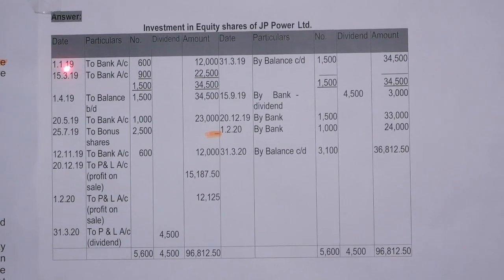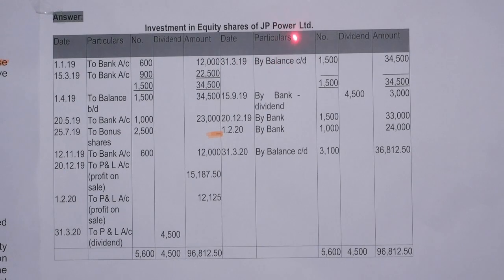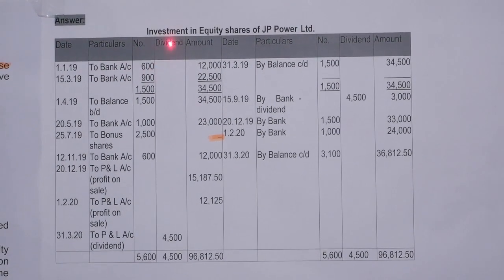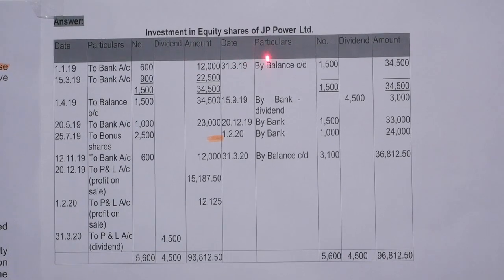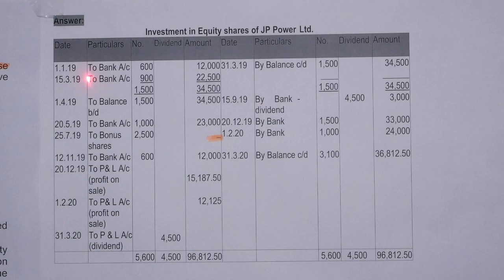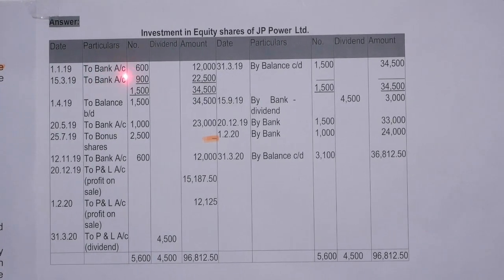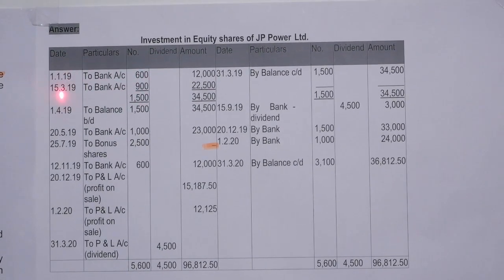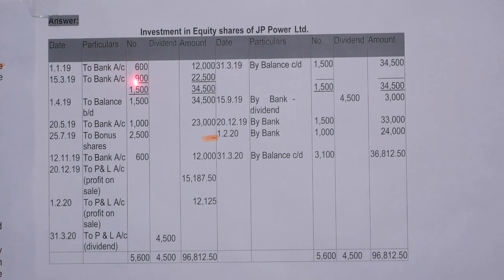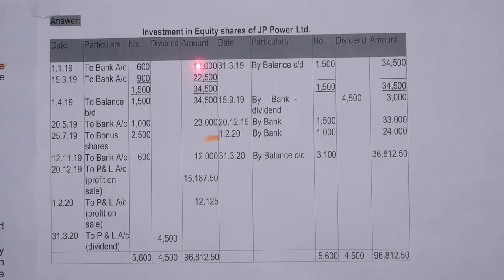Now come to the answer. Investment in equity shares of JP Power Limited. Date, particulars, number, dividend, amount. Date, particulars, number, dividend, amount. Mr. Vijay purchased 600 shares at the rate of 20 per share. So 1st January 2019, to bank, purchase of shares, 600 shares into 20, then we get 12,000.